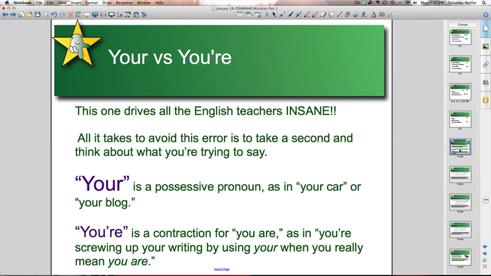So let's take down some better notes by pausing and only taking down the purple: your is a possessive pronoun, as in your car or your blog, or you're is a contraction for you are. Only write those two statements down to make better notes. Pause the video until everyone has written them down. Okay, now let's use those two sentences to help us answer these next few problems.